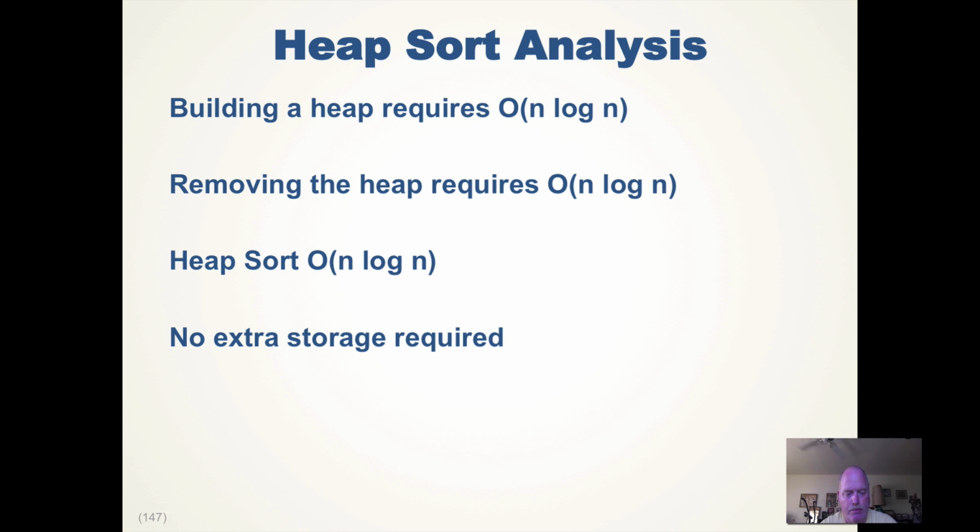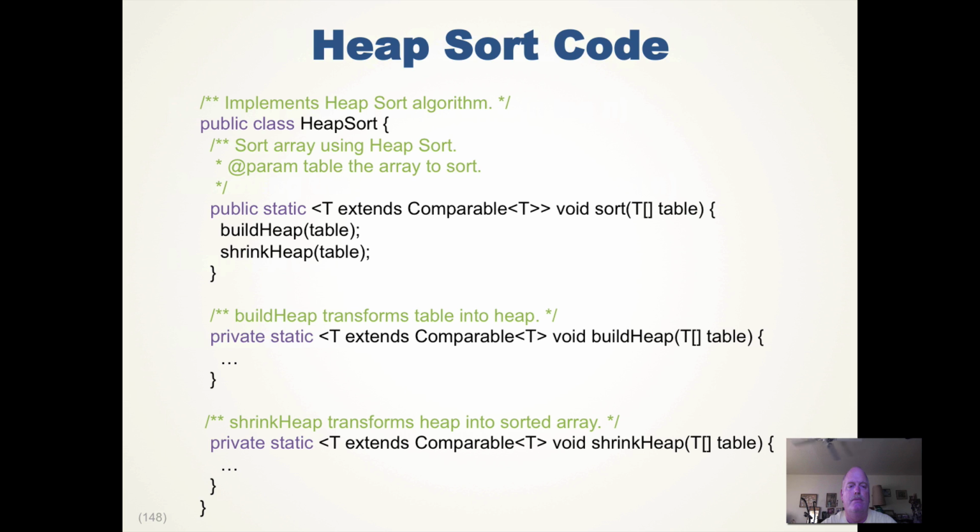Removing, again, the reheap is a log n. We have to consider each, that's an n log n. So the heap sort is a big O of n log n algorithm. And we require no additional storage as we're doing the heaping and reheaping. We can do the sort in place.